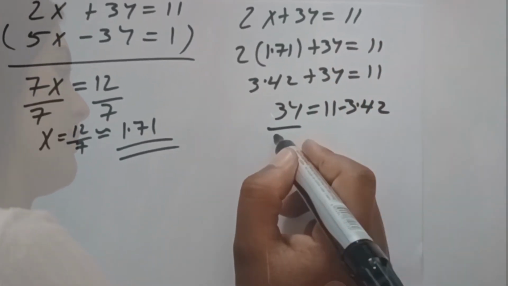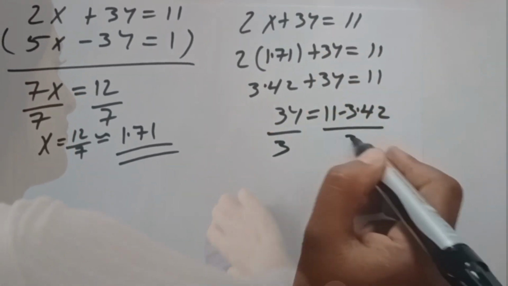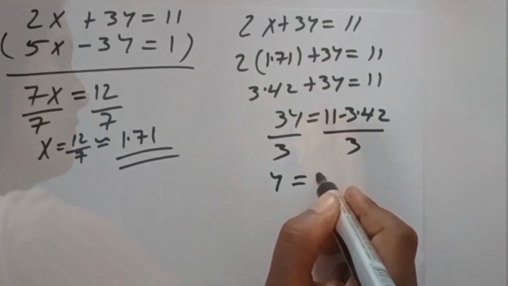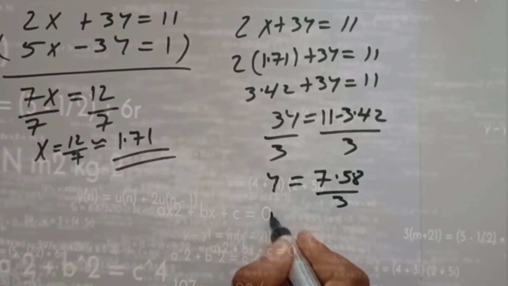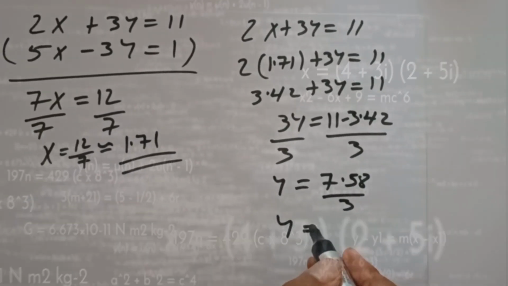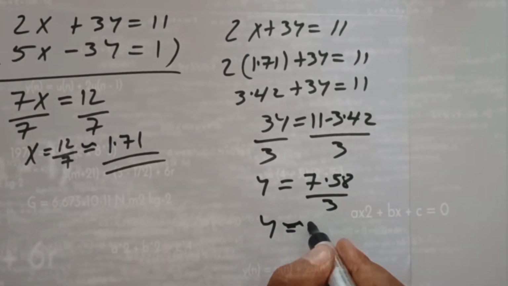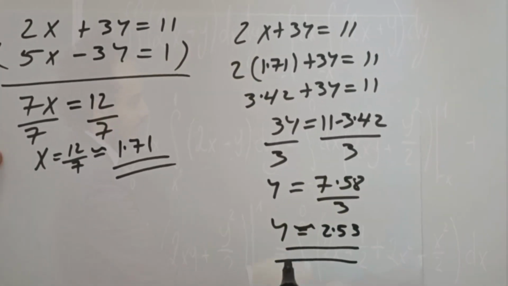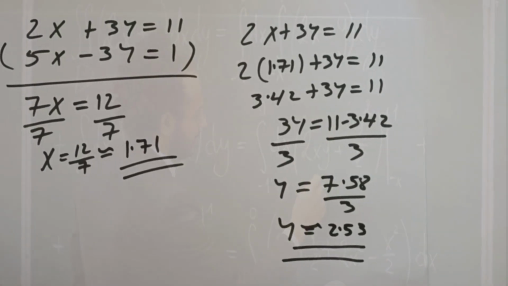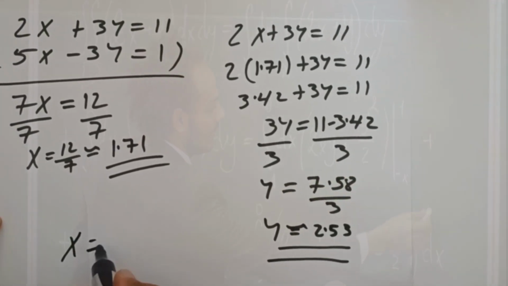2 times 1.71 plus 3y equals 11. Simplifying this gives us 3y equals 11 minus 3.42, or 3y equals 7.58. Finally, to find y, we divide both sides of the equation by 3, giving us y equals 7.58 over 3, or roughly 2.53. And there you have it.